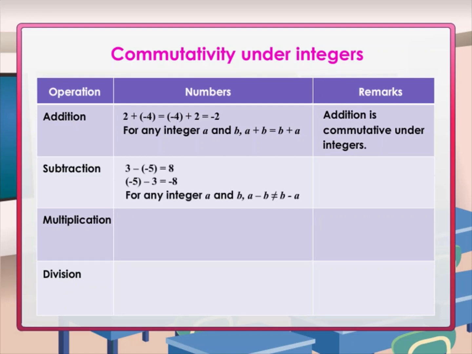In subtraction, 3 minus minus 5 is equal to 8. On the other hand, minus 5 minus 3 is equal to minus 8. For any integers a and b, a minus b is not equal to b minus a.